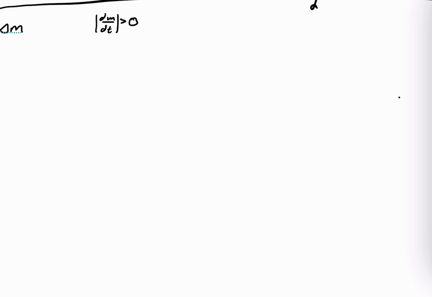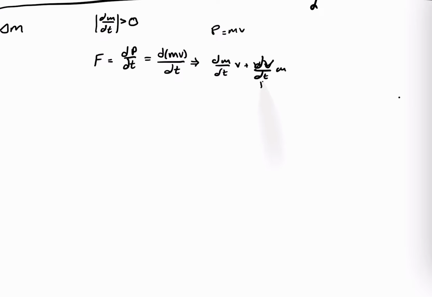So what our formula then becomes is what Newton actually wrote out. That force is equal to the time derivative of momentum, or the derivative of momentum with respect to time, where p is equal to mv, which is equal to the derivative of mv with respect to time, which through the product rule becomes dm over dt times v plus dv over dt times m. And if you notice, this is just a. So this becomes ma plus dm over dt times v, and that is equal to our force.